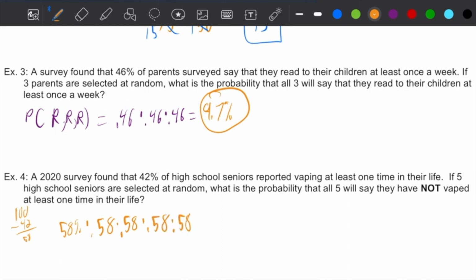because there were 5 different students. So 0.58 times 0.58 times 0.58, I think I missed one, times 0.58. And you end up getting what really is 0.58 to the 5th power, if you want to call it that, because it's 5 of them multiplying together. And that would be approximately 6.6%. All 5 seniors randomly selected would have never vaped in their life.